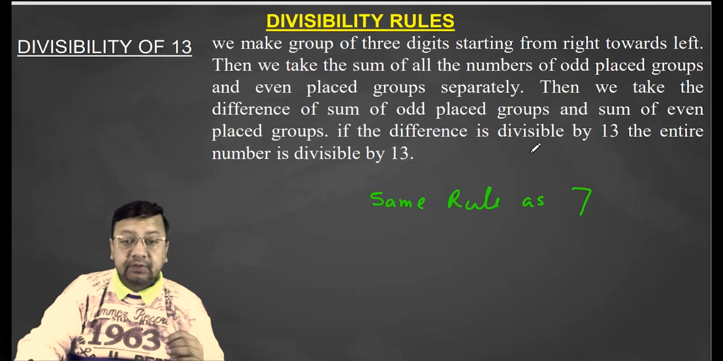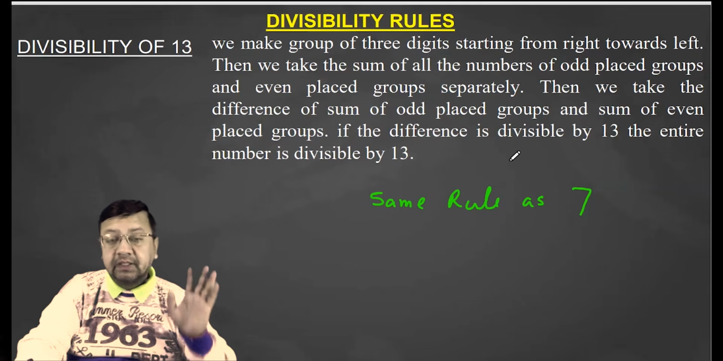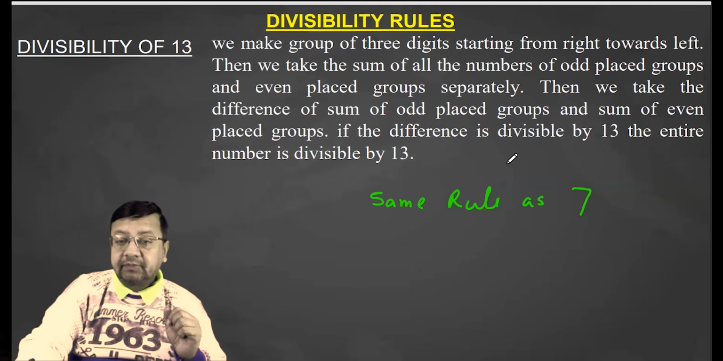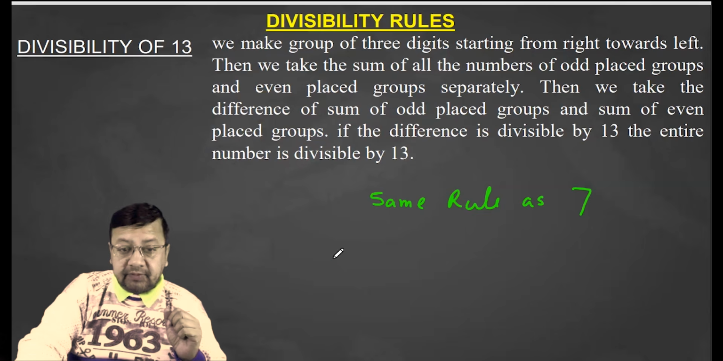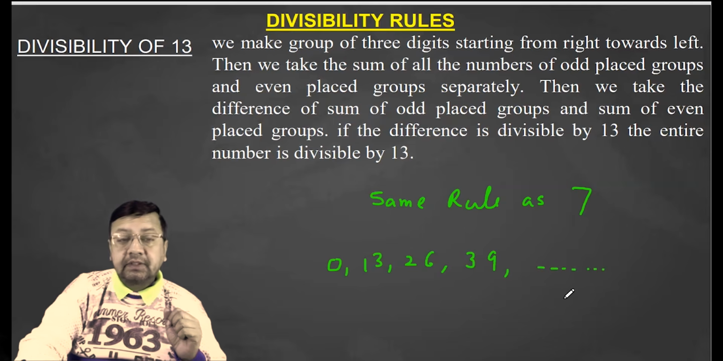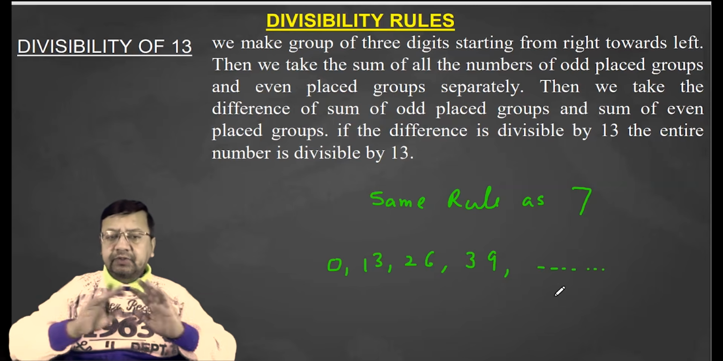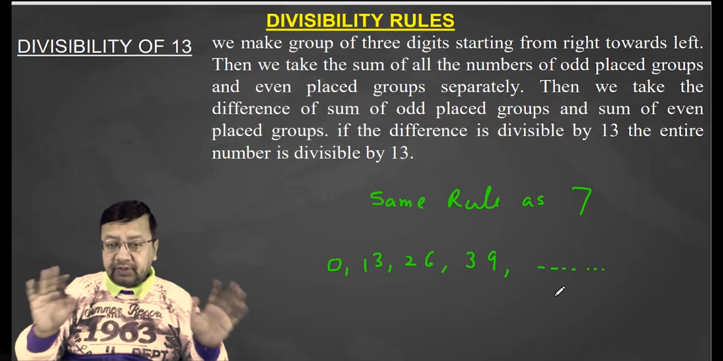Absolutely correct, right? So 722 is not divisible by 13. This means this number is not divisible by 13. Now, if you are getting a sum difference, maybe a 0, maybe a 13, maybe a 26, maybe a 39, or some number which is a multiple of 13, then this complete number will be divisible by 13. So same rule, no change, nothing.